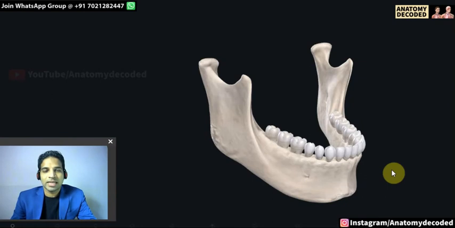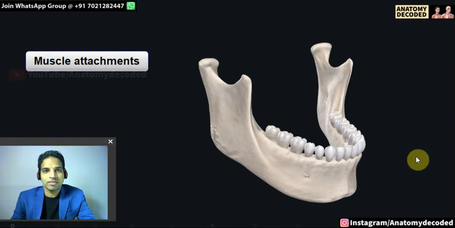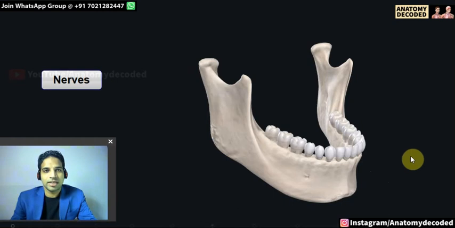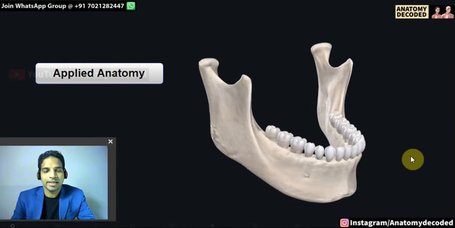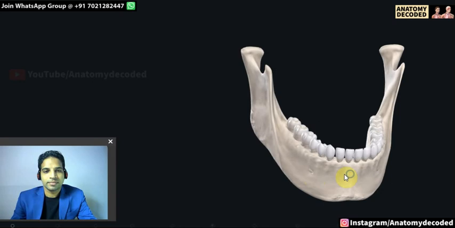So the mandible we'll be learning under the following headings. First, we'll study the external features of the mandible, its various parts. Then we'll learn about the muscle attachments of the mandible. Then various ligaments attached to the mandible. Then there are certain nerves which are related to the mandible. We'll study that. And lastly, the applied anatomy related to it. So let's begin with the various external features of the mandible.